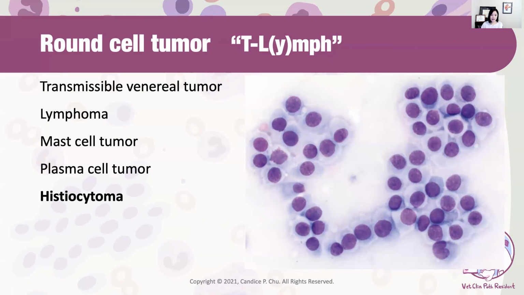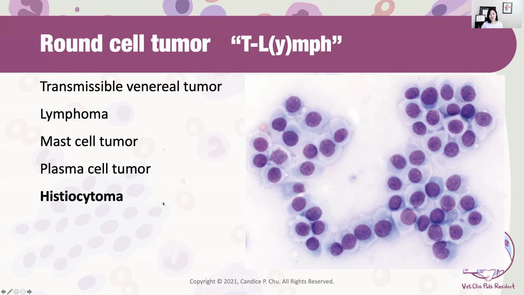And then the last one is histiocytoma. When we talk about the morphologic features of the different types of round cell tumor, you memorize at least one feature for each of them. Histiocytoma would be the last one that does not have any feature. It does not have the vacuoles of the TVT, and it does not have a very high NC ratio because you can see abundant cytoplasm here, so it's not lymphoma. You don't see granules in the cytoplasm, so this is not mast cell tumor. You don't see the perinuclear Golgi zone, and there is no patchy pattern in the nucleus, so this is not plasma cell tumor.